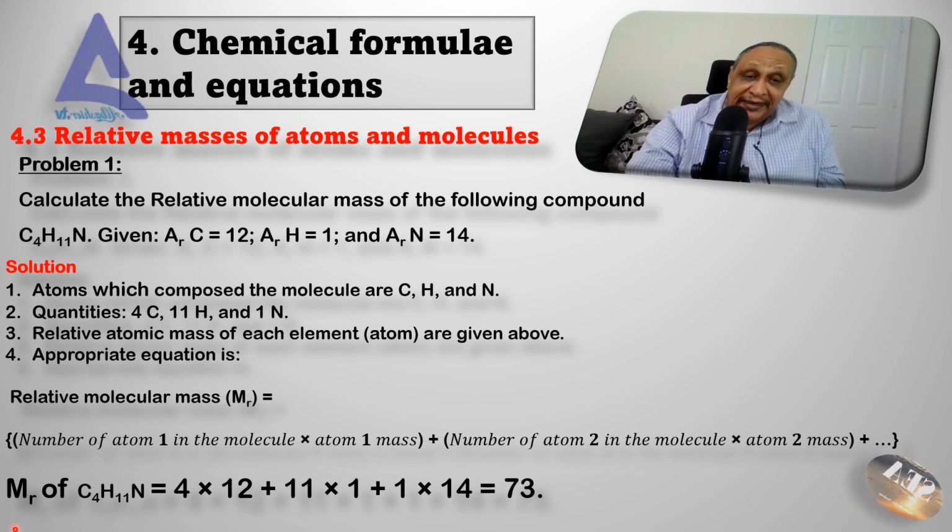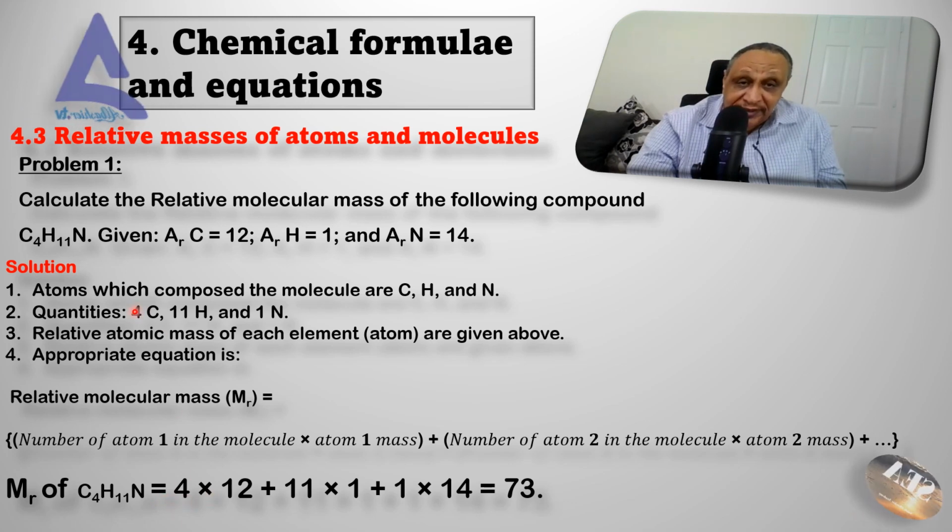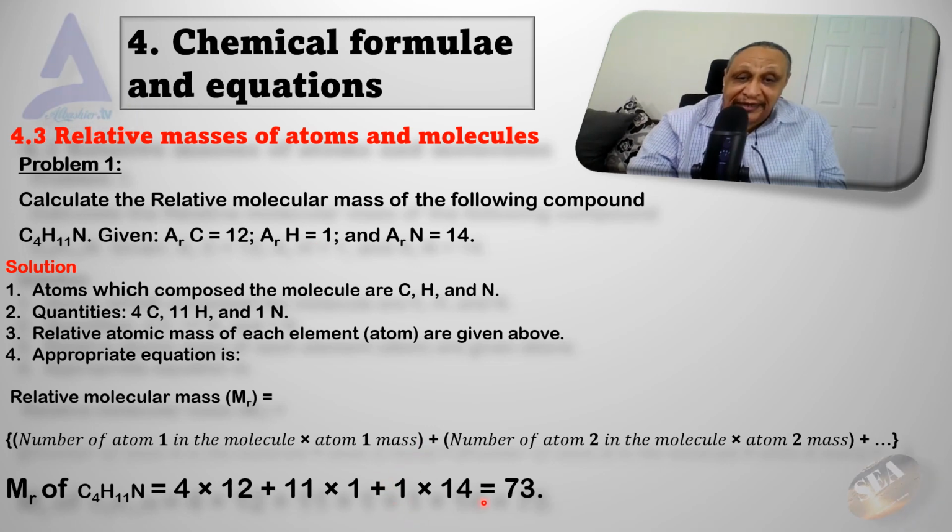So if we put it here, the relative molecular mass of C4H11N is equal to 4 atoms of carbon multiplied by its mass, 12 here, and then 11 hydrogen atoms multiplied by its mass, and also there is only 1 N multiplied by its mass. When you calculate the mass of all these and sum them together, it's going to be 34.